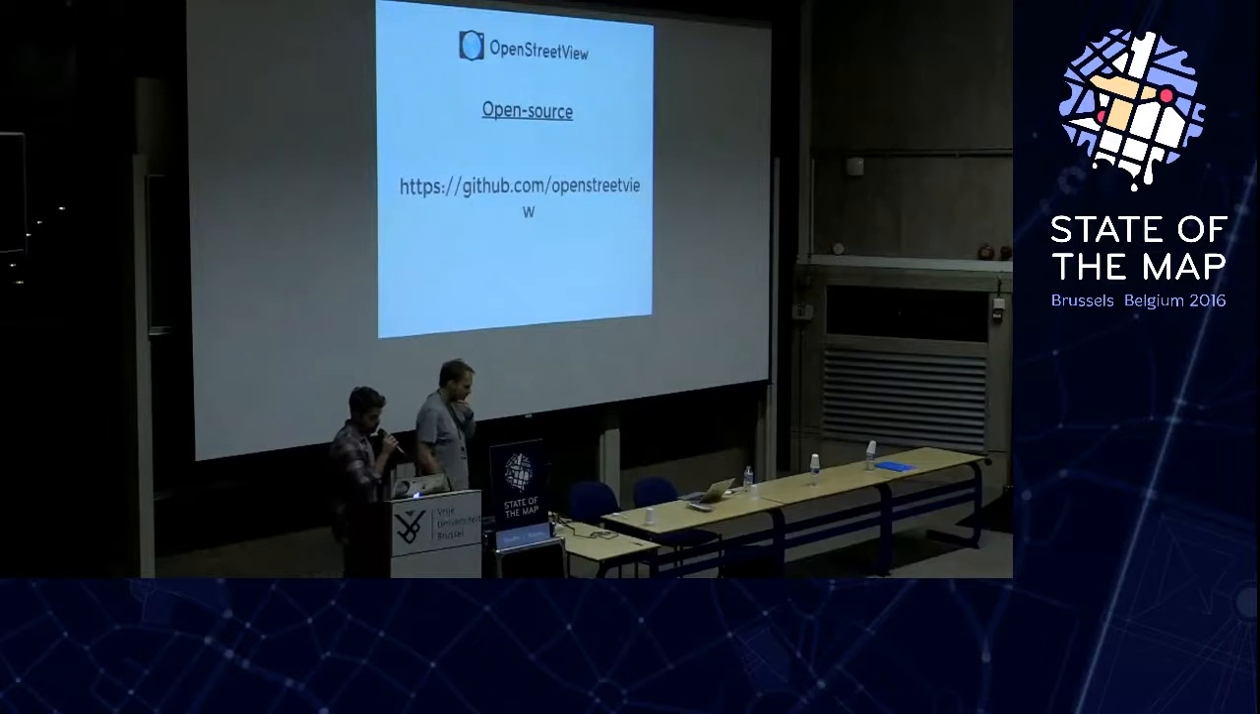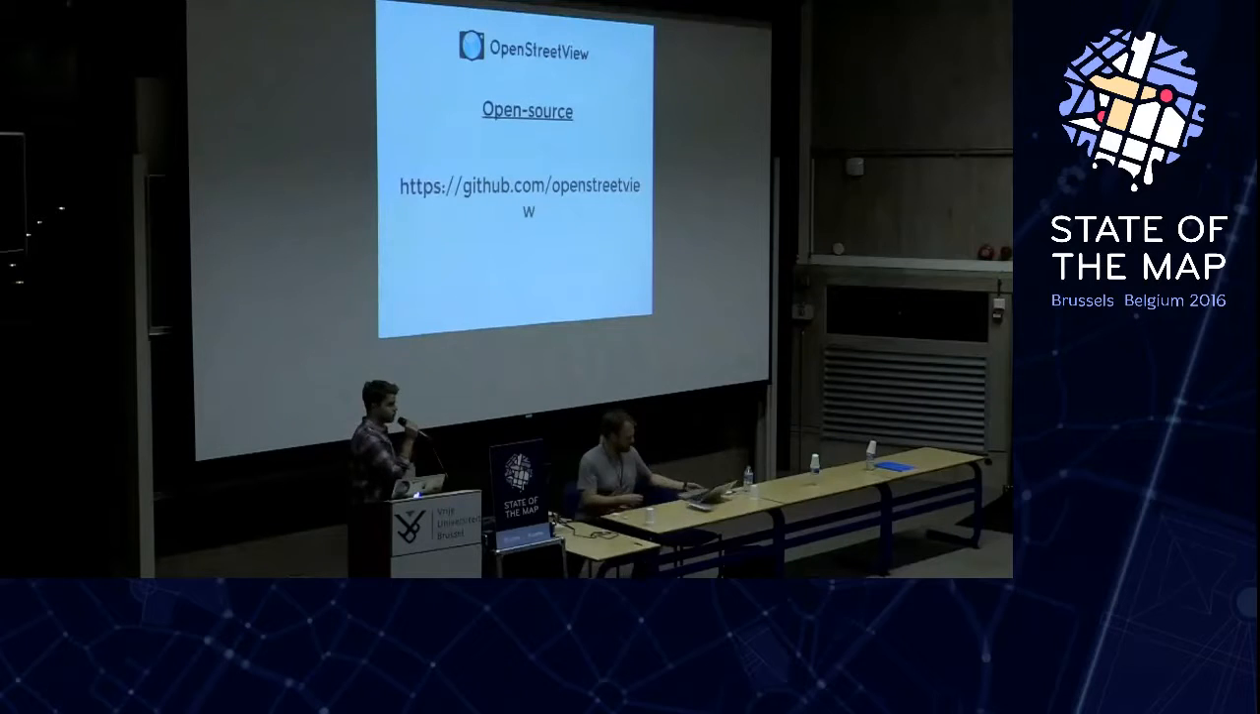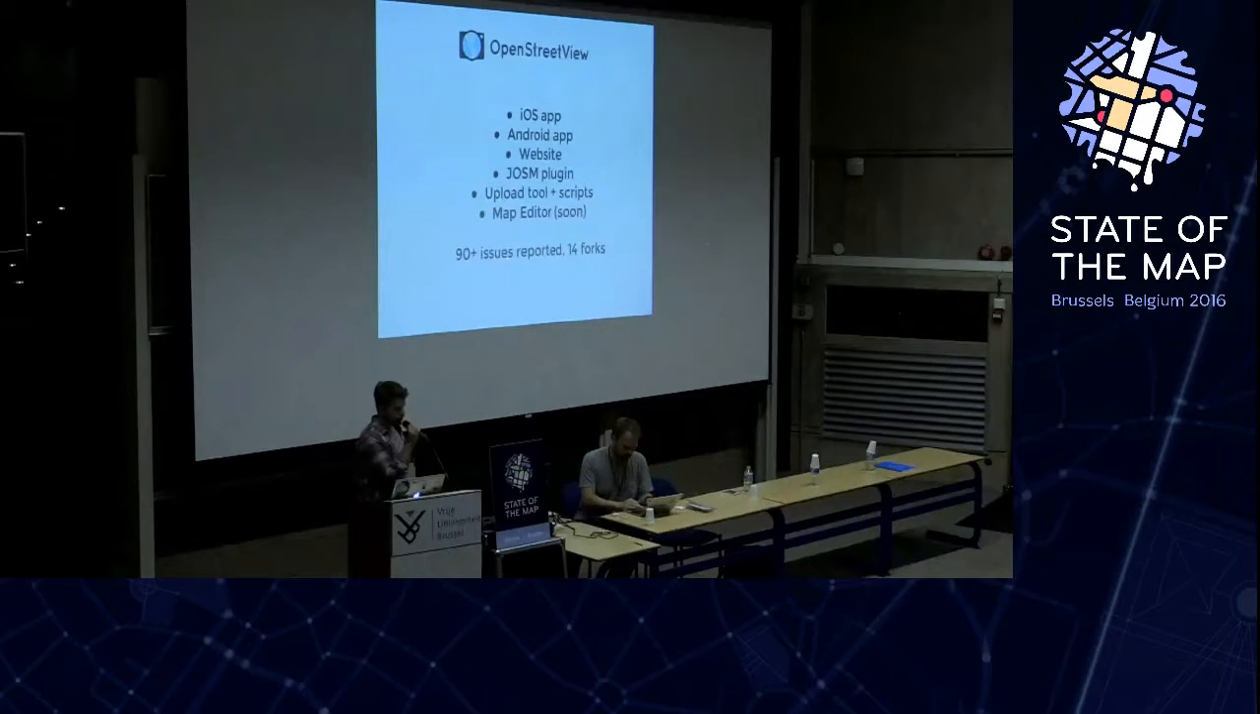Okay, so a few words about the open source activity. We released all the code about a month ago at the State of the Map US. So this is where the code is. The PDF messed up the link, but you can get it. It's github.com/OpenStreetView, and what you'll find there is the iOS app, Android app, all the code of the website, JOSM plugin, upload tool, and the scripts for upload. Those are some Python scripts.